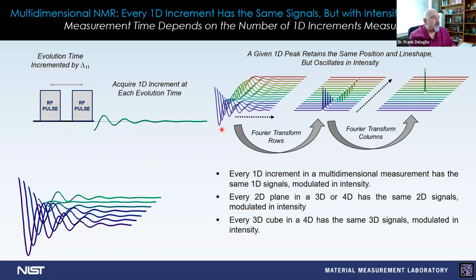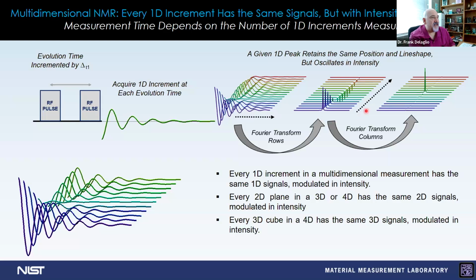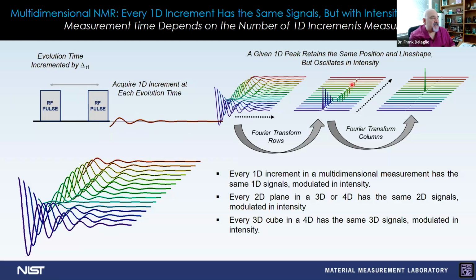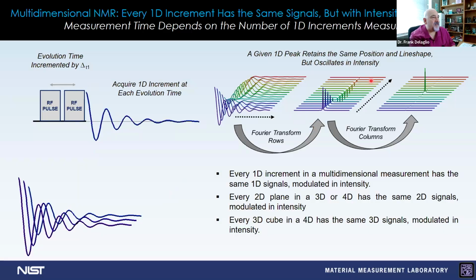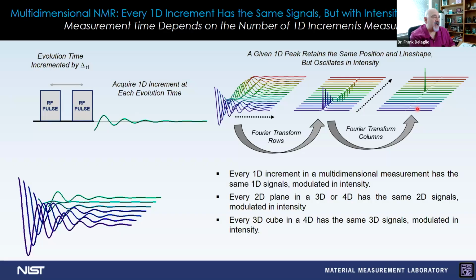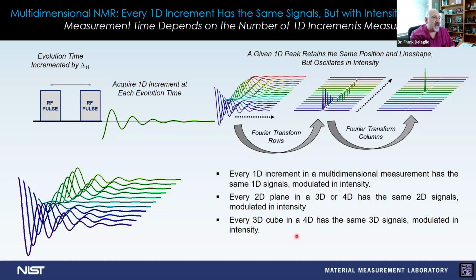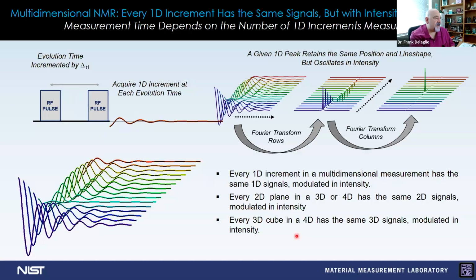And so if we Fourier transform all the rows of this measurement, that gives us an interferogram, and those signals are being modulated in this indirect dimension, so that if we Fourier transform all the columns of this indirect dimension, we get our nice spectrum. This scheme implies many things that are important to consider.